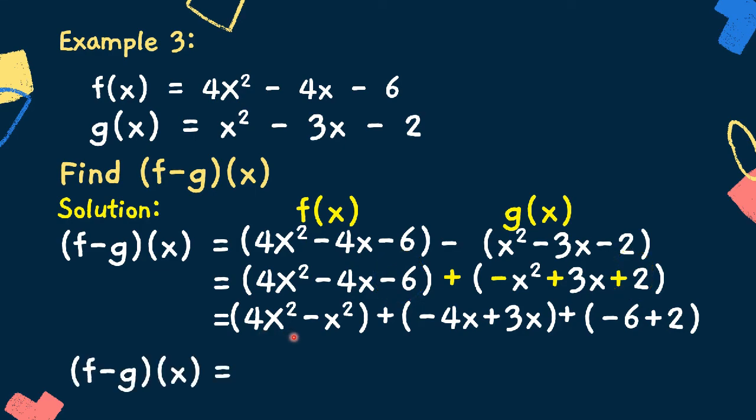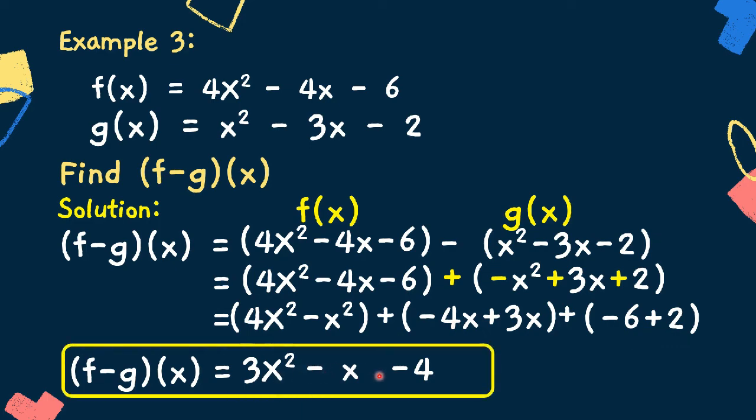4x squared minus x squared is simply equal to 3x squared. Negative 4x plus 3x is equal to negative x. And of course, negative 6 plus 2 is equal to negative 4. If there are no other like terms, we can conclude that we have arrived at the final answer.